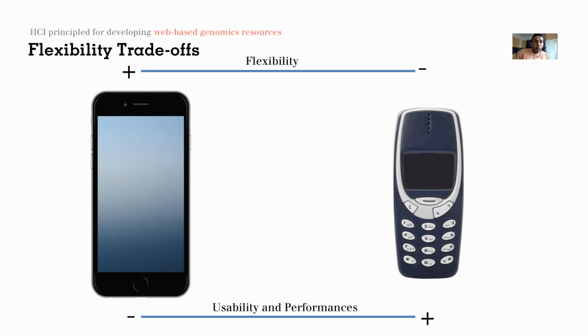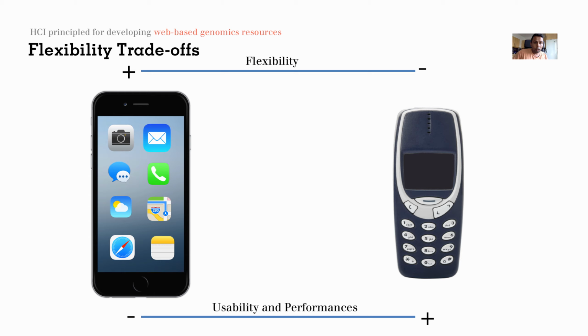The new smartphone lets us do things like taking pictures, sending emails, sending text messages, and of course making a call, and so many other features. When you look at the old mobile phone, we could probably only make a call or perhaps send a text message. So when we add more features to the device, the flexibility increases, but the usability reduces because the user can't figure out what to do with so many functions.